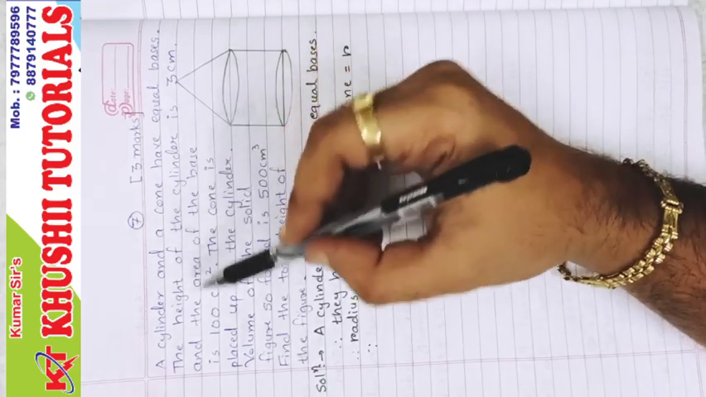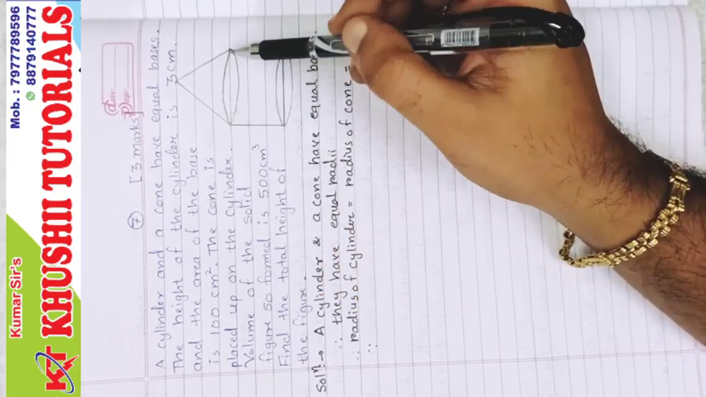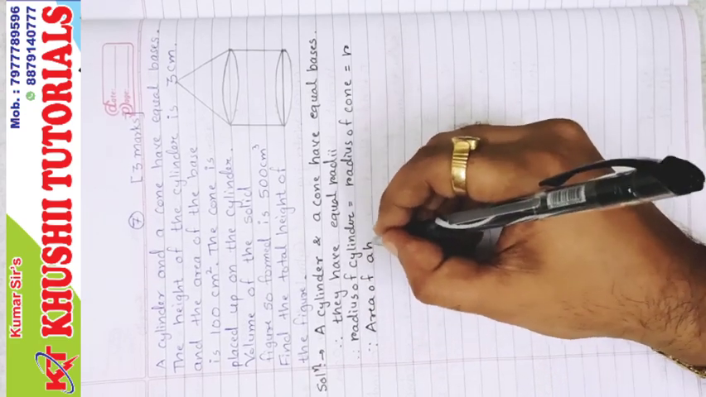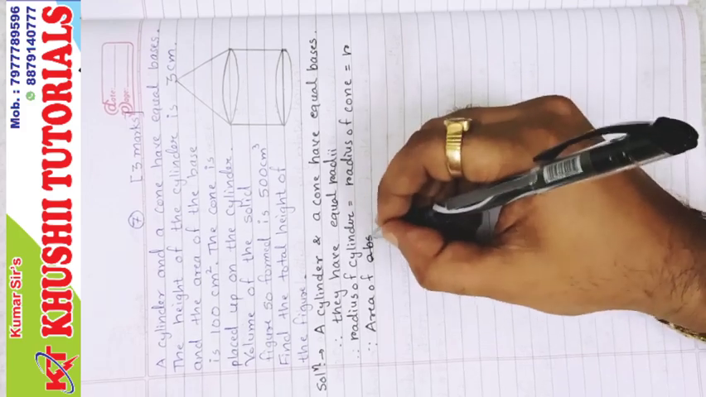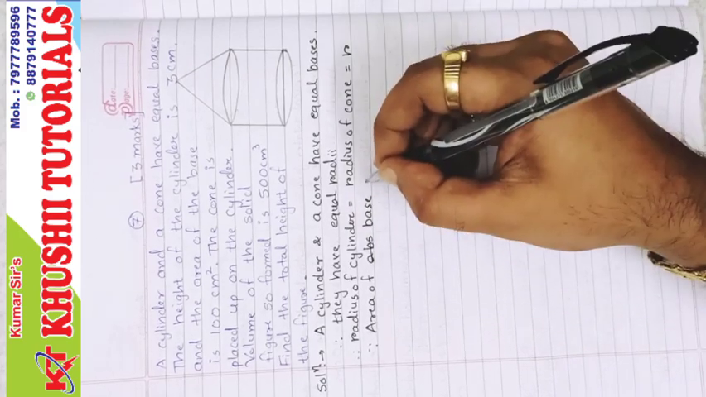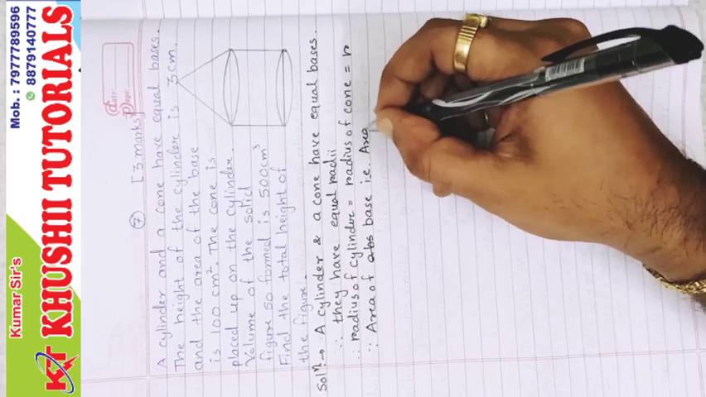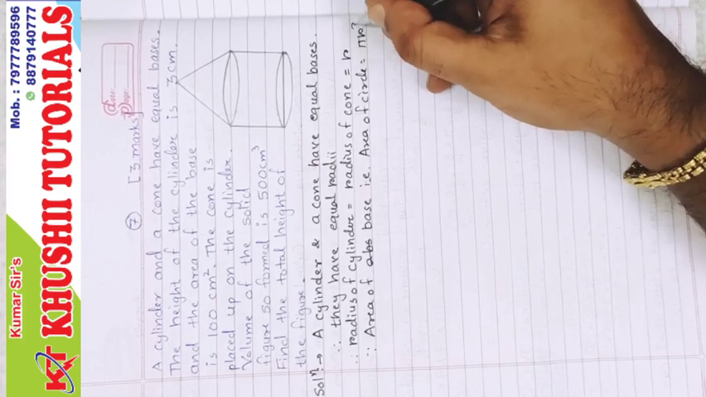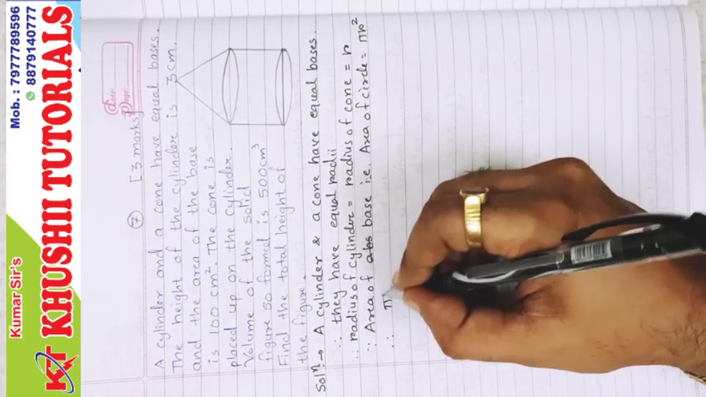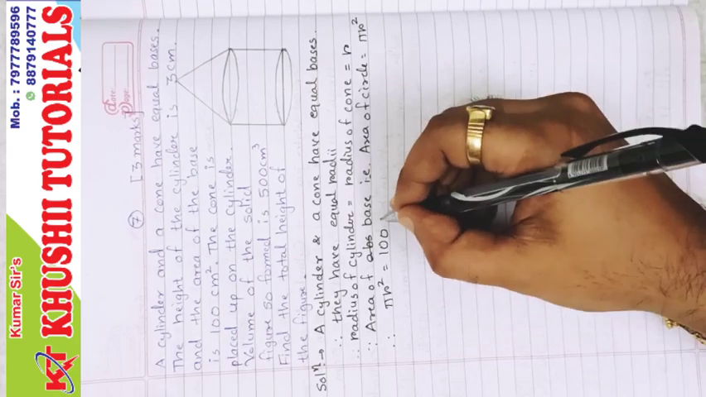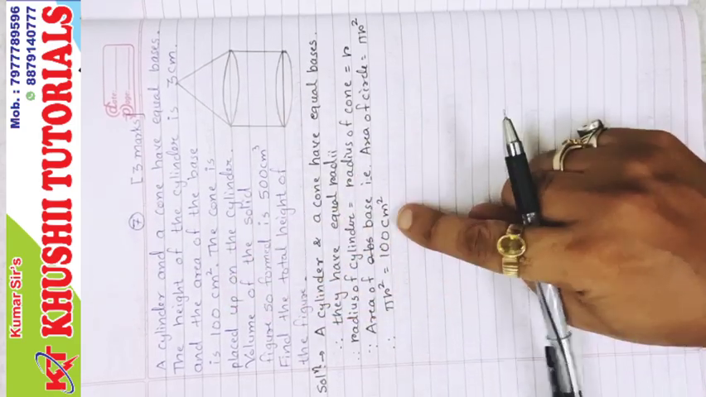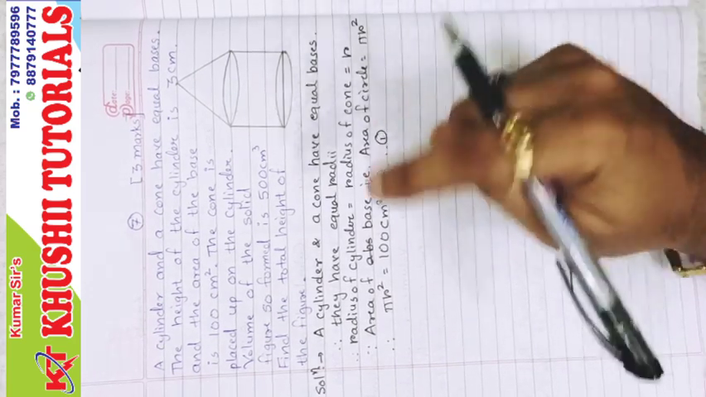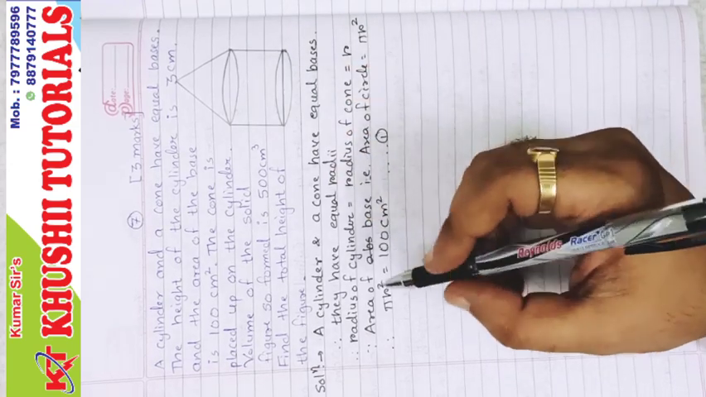Now what is given is the area of base. What is base? Base is a circle. Area of base, that is area of circle, and that is pi r square. Therefore, pi r square equal to 100 centimeter square, which is given. Area of base, pi r square, is 100 centimeter square, and we will mark this as 1. We will substitute this value if it is required.